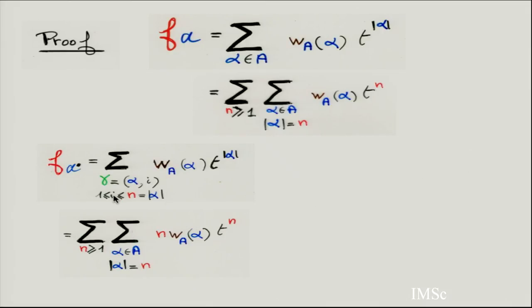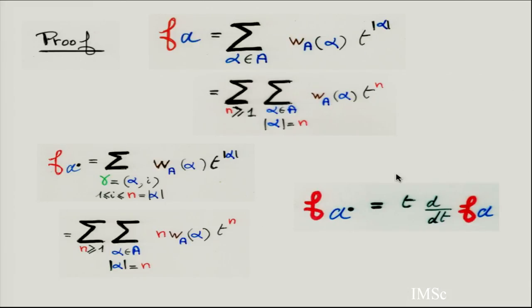And so this term is w of alpha t power n. And now the choice of an index, for any n, I have n possible choices. So this means I just multiply by n here. And so if you take the derivative of this, it's going to be n times t power n minus 1, but you have to remultiply by t to get back the coefficient t^n. So I get the generating function of the pointed object. It's the derivative of this generating function multiplied by t.